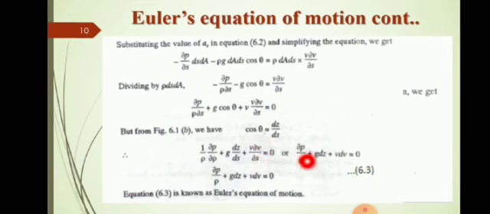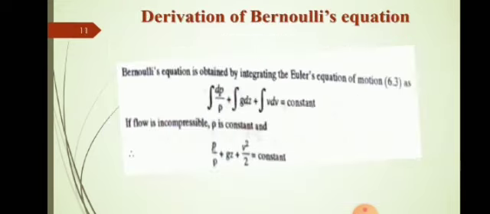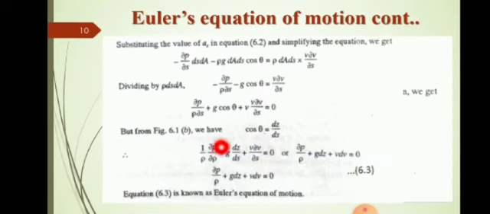Or dou p by rho plus g dz plus v dv is equal to 0, that is multiplying by ds. So here there is a correction. See, here dou p by dou s you have to write. Multiplying the whole by ds, it takes the form dou p by rho plus g into dz plus v dv is equal to 0. And this equation is known as Euler's equation of motion.